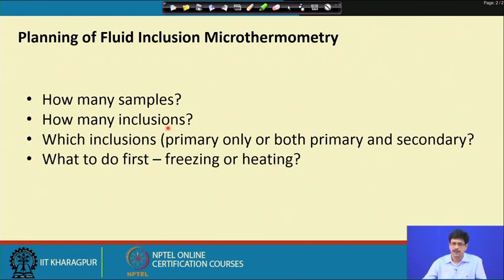So, with this background information on fluid inclusion characteristics, the principles of microthermometry, and a little bit of fluid inclusion petrography, we will move over to the subsequent lectures in this series, which will talk about the heating and freezing behavior of different types of inclusions, what kind of information can be retrieved from them, and what kind of conclusions can be arrived at in addressing the broader geological problem.